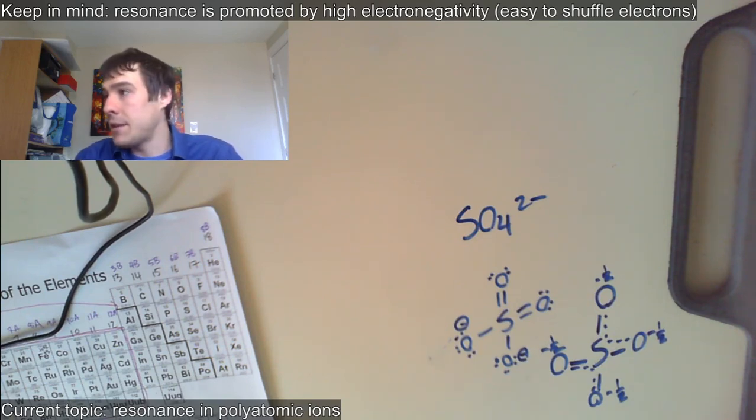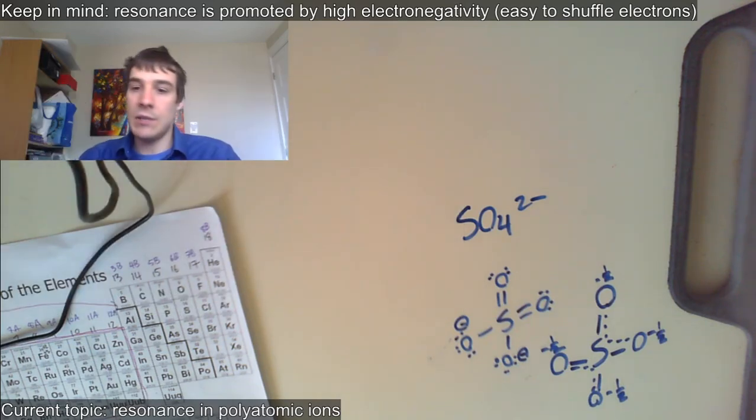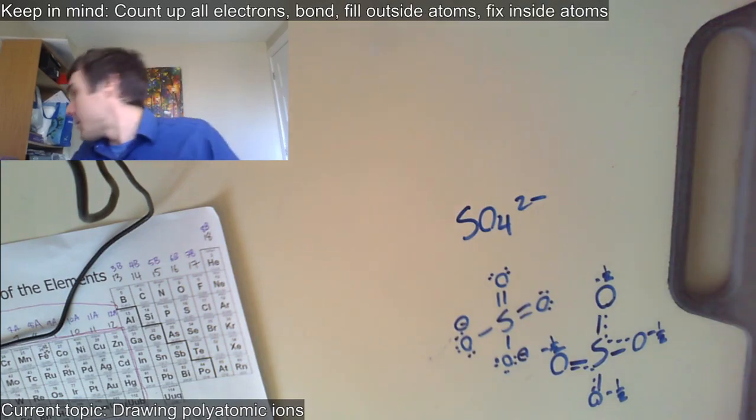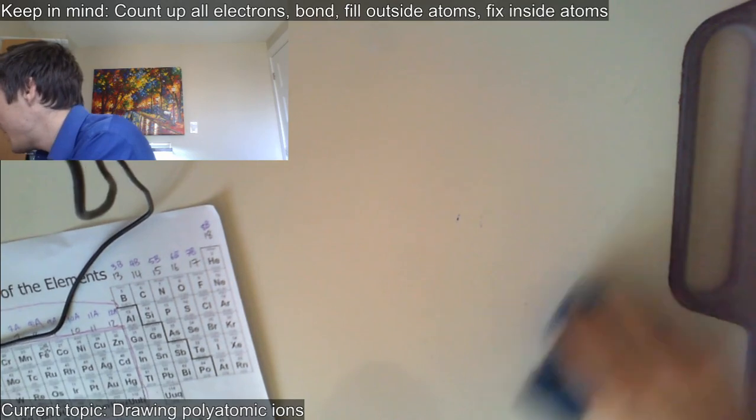Now the last piece of our note here is drawing the Lewis structures of these polyatomic ions, and there's a certain set of rules for that. So we're going to try to draw a few of them, and I'll teach you the rules. I'm just going to pause and set stuff up. Okay, we're back off pause, and we're going to draw some polyatomic ions from scratch.